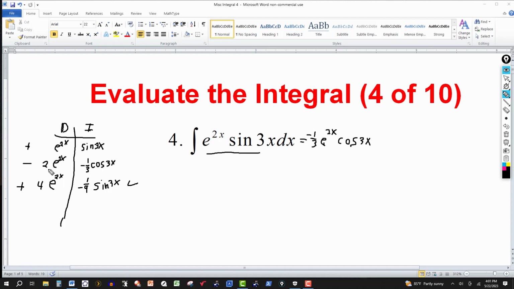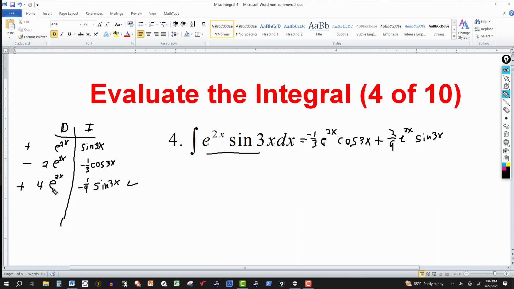You bring the sign along here. Now the next one, I have a minus 2e to the 2x, and then diagonally multiply this way. Now notice I have a negative there, and then a minus 1/9 there. So that's going to become a positive. So it'll be positive 2/9, and again the e to the 2x and the sine of 3x.